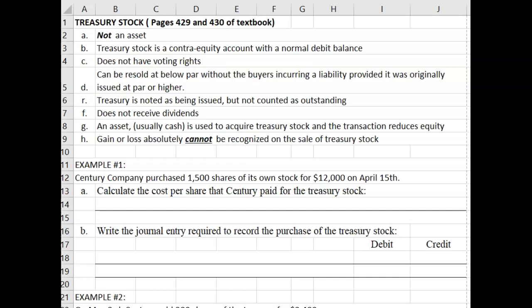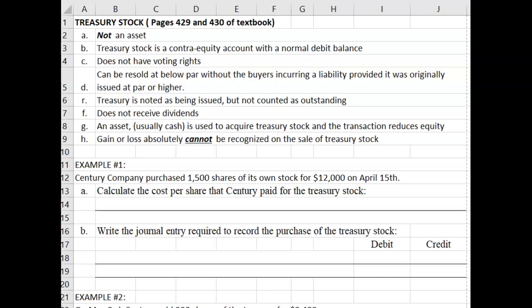Treasury stock is created when a company buys its own stock, usually on the open stock market. Treasury stock is never treated as an asset of the company. It is a contra equity account with a normal debit balance. It does not have voting rights. Treasury stock is noted as being issued, but not counted as outstanding. Therefore, treasury stock does not receive dividends.